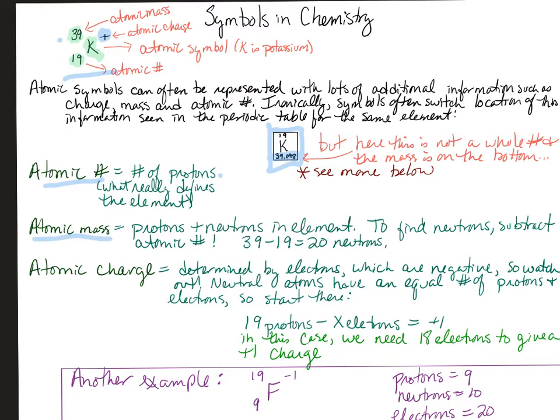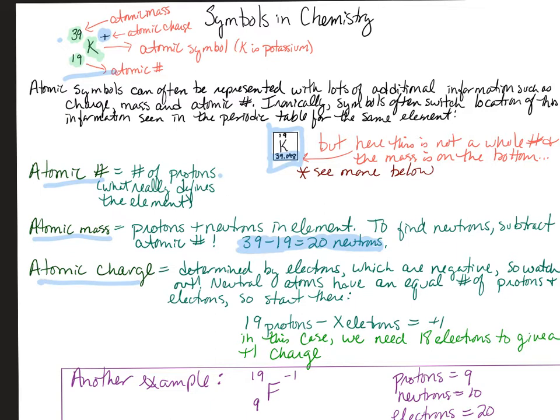The atomic mass is equal to the number of protons plus the number of neutrons. So in this case, we could take that 39, subtract the 19 protons, and you get 20 neutrons. Let me explain that a different way. If your total mass is 39 and 19 of that mass is due to protons, that means that 20 of the mass has to be from neutrons, because remember, most of the mass of the atom really comes from protons and neutrons. And finally, we have the atomic charge.